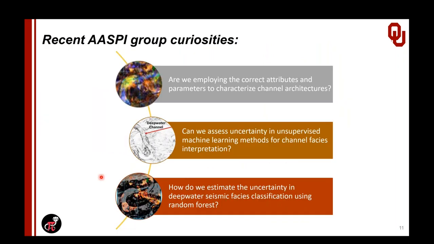But this led to the question, and this is what Karelia finished her PhD in last December. As we start to use machine learning more and more, my research group and other people start to think, okay, well, are we doing this right? There's a lot of machine learning methods, and there's a lot of attributes out there. So some of the questions we've been asking ourselves the last couple of years are: are we using the right attributes? Are we using the right parameters to really characterize the channel architectures? We don't want to overinterpret what we have in the seismic data.